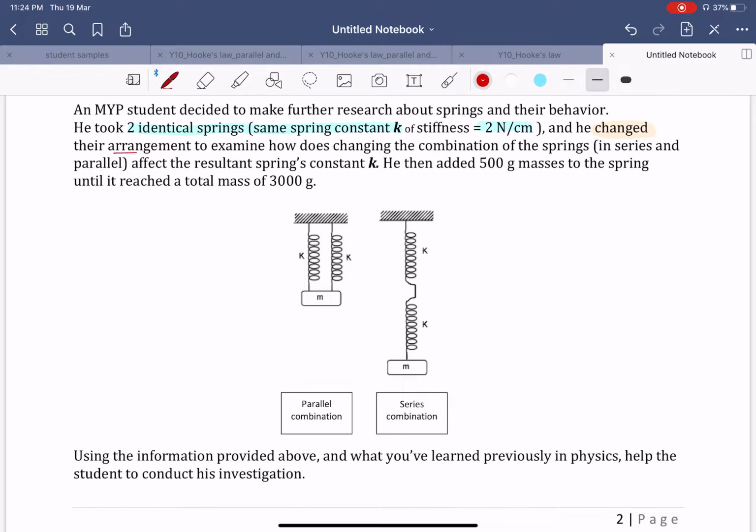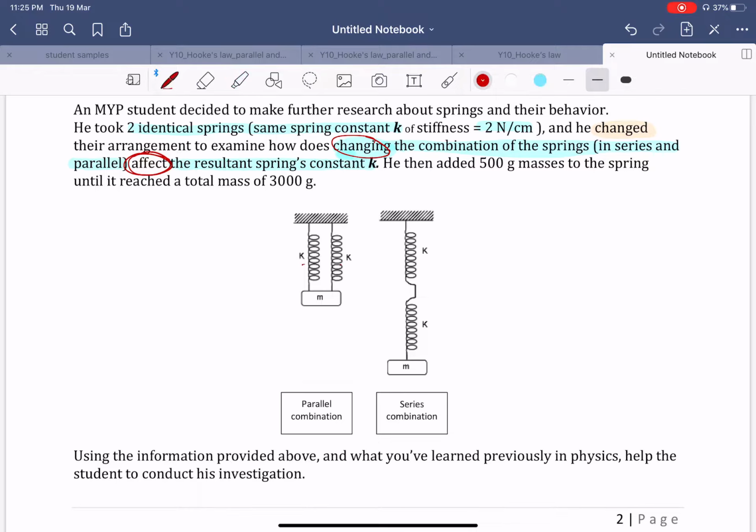Now I won't understand from this word what he is changing actually, so I'm gonna just skip this and try to figure it out later on. Okay, he changed the arrangement to examine how changing the combination. Oh, so he's changing what? The combination of the springs in series and parallel, and then we're seeing how it's affecting the resultant spring constant. And then we have a diagram that explains everything.